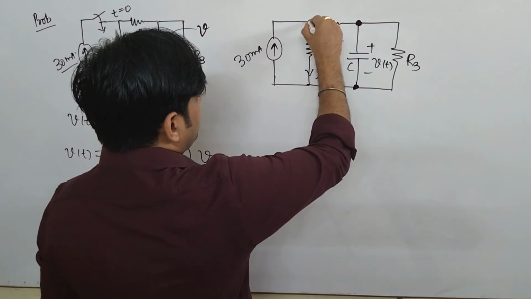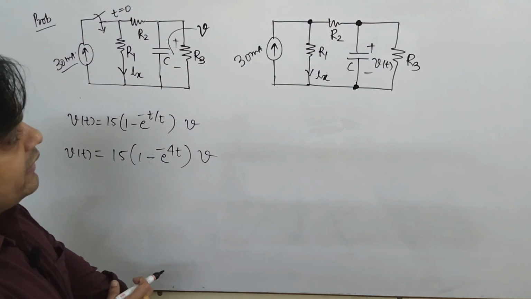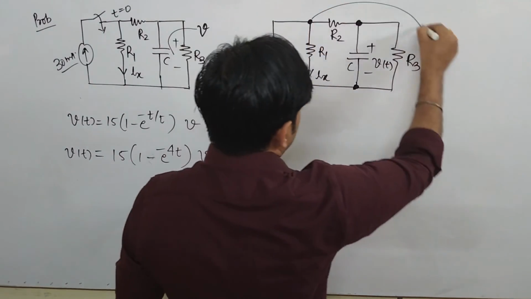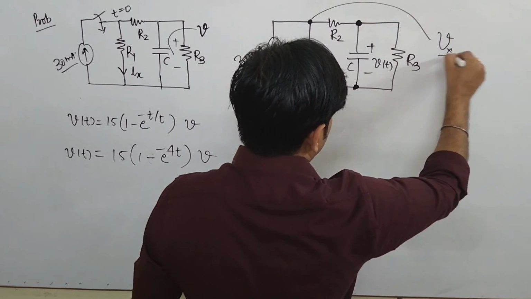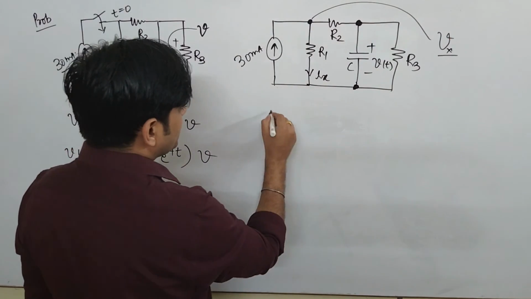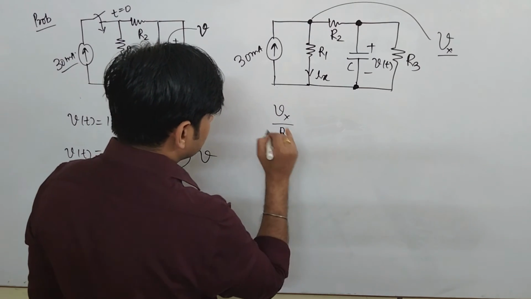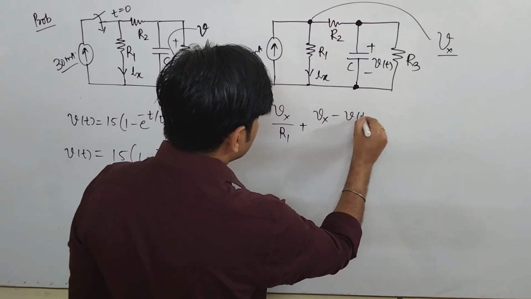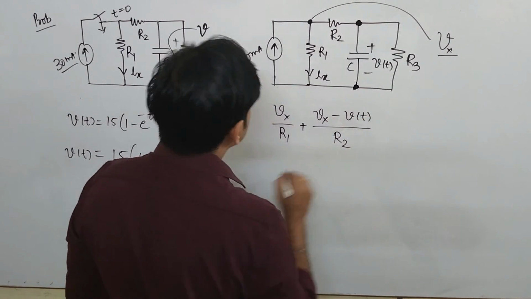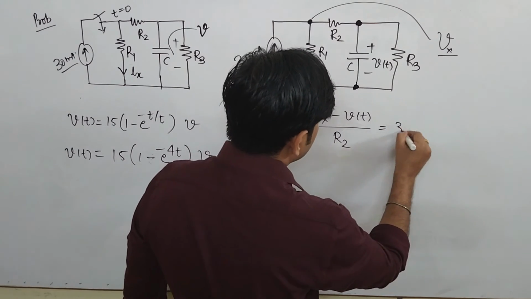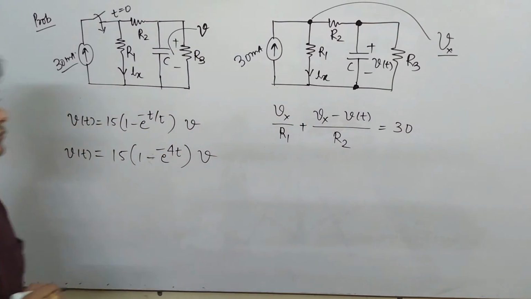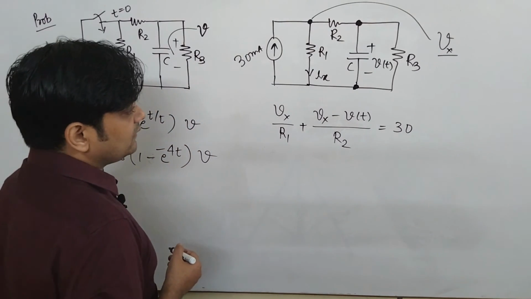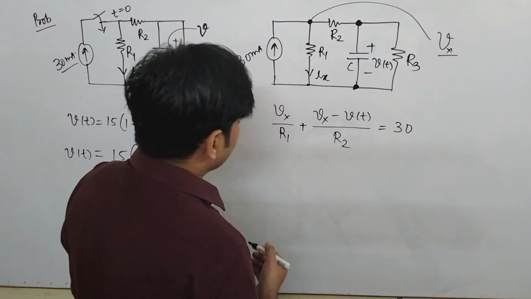If you know this voltage, you can find the value of Ixt. If I say that this voltage is capital Vx, then from here you can say that Vx upon R1 plus Vx minus Vt upon R2 is equal to 30. Simply I have applied the law of KCL. Once you know the value of Vx, you can find the value of Ix.